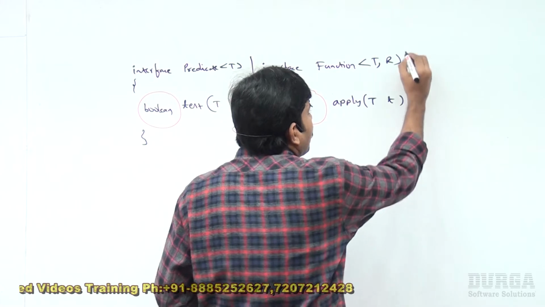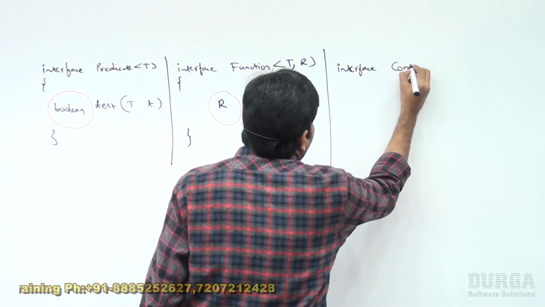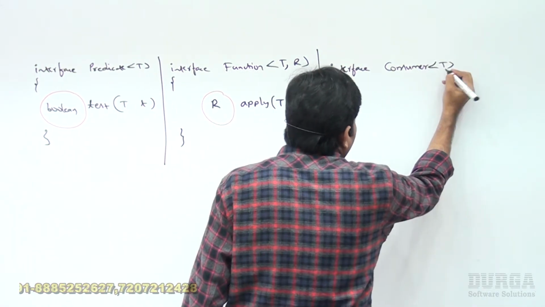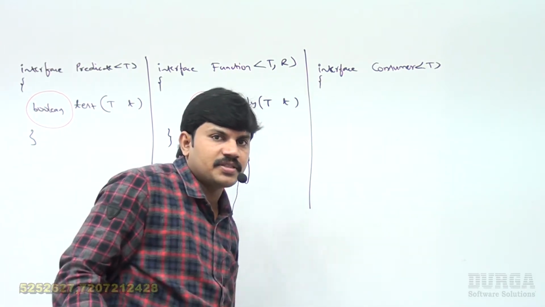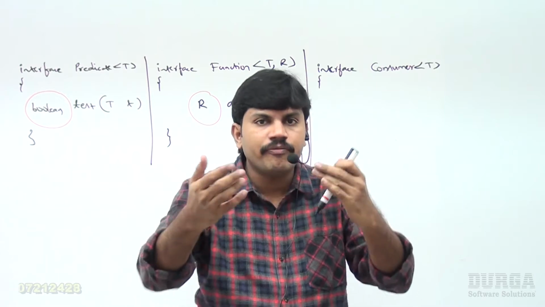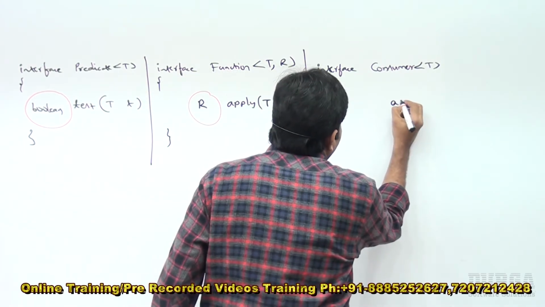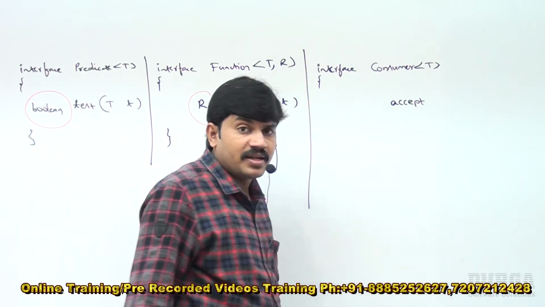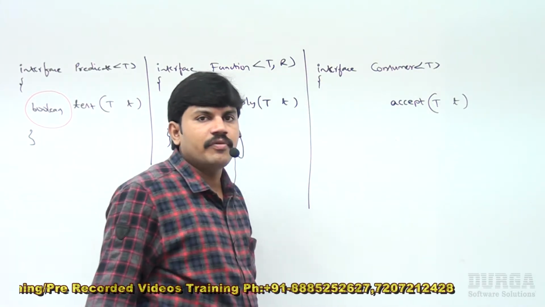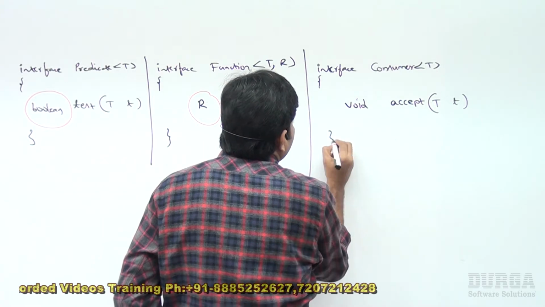What is the next interface we have to discuss? Interface Consumer, and compulsorily it's going to take some T type. This Consumer can accept values, consume values. That's why it contains one abstract method. What is that method name? Accept, with a T type value. And it won't return anything.